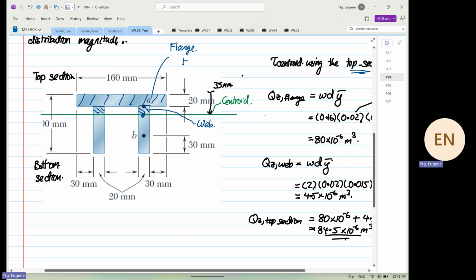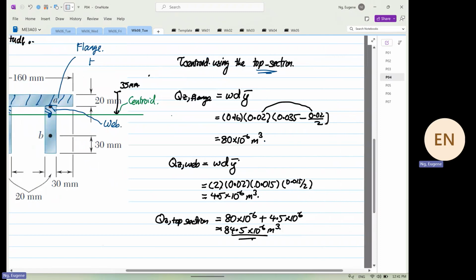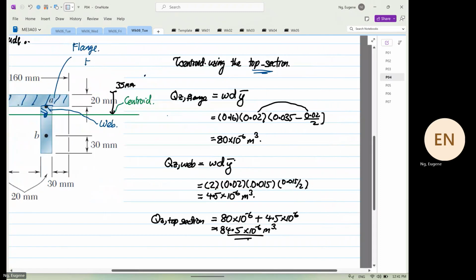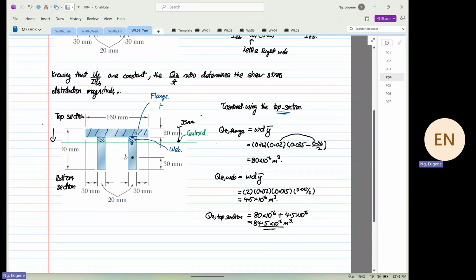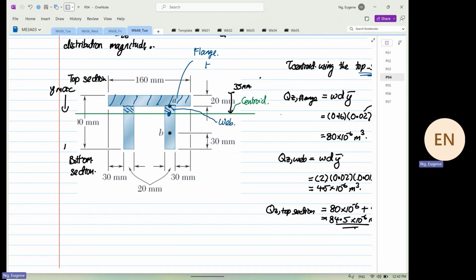Because the analysis starts from, sorry, the analysis starts from where? Y max, from the top. What if we do it from the bottom? The answer will be and shall be the what? The same.